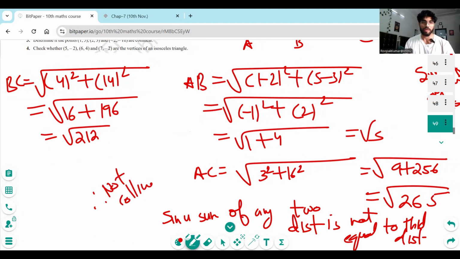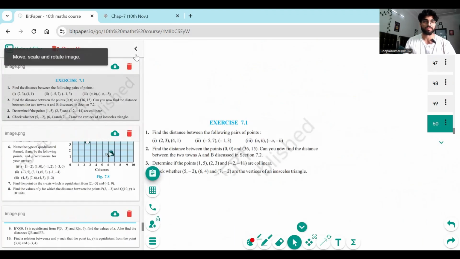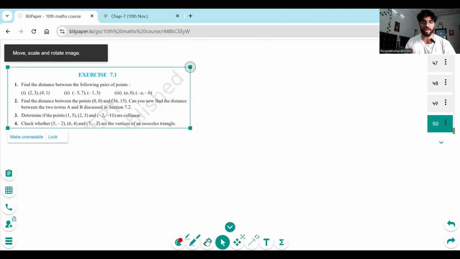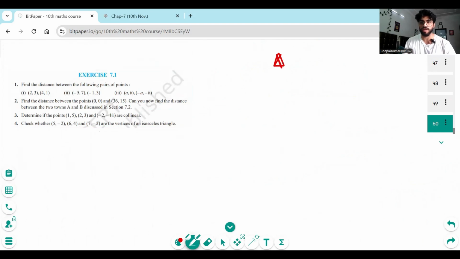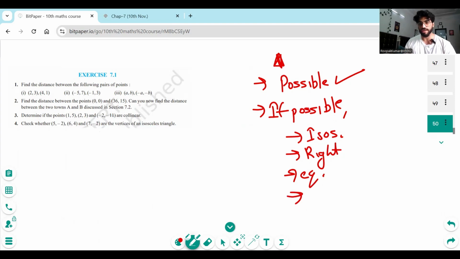Very easy. Okay, let's move ahead to the fourth question. See, the question says check whether it's an isosceles triangle. So on the triangle base, they will ask certain questions. First, they will ask whether a triangle is possible or not, triangle possibility. Second, they will ask to prove what kind of triangle it is, if possible. Is it an isosceles triangle? Is it a right triangle? Is it an equilateral triangle? Or is it a scalene triangle?